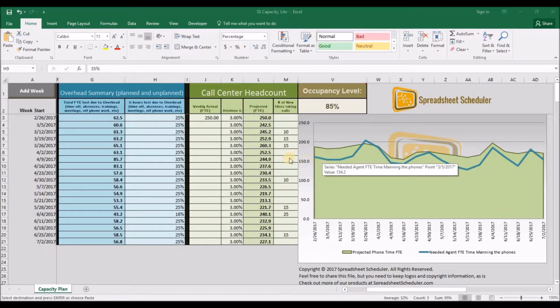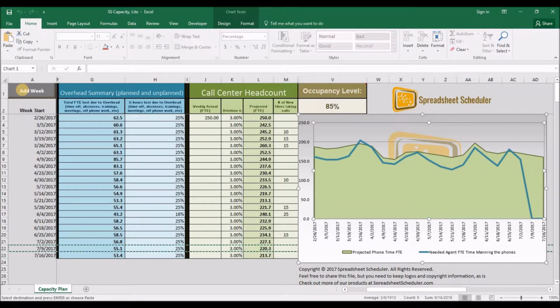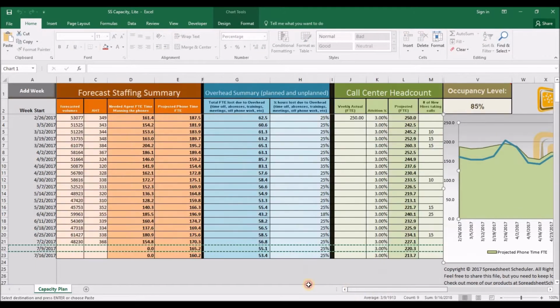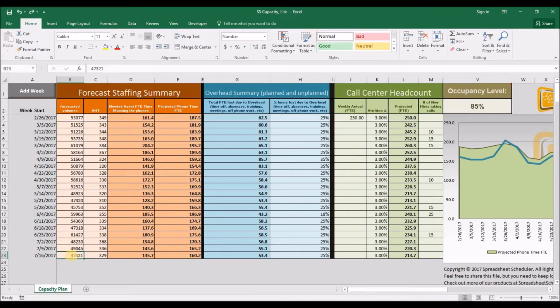Continue your long-term planning by adding additional weeks, and hiding those weeks in the past that you don't care to see on your chart anymore.